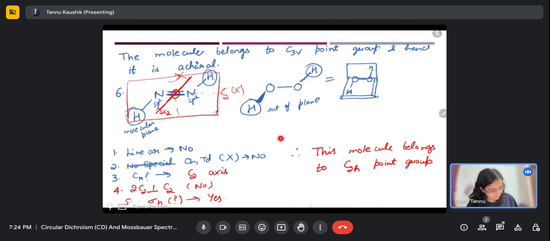And also here in this molecule, we have an inversion center present. Okay. So if you reflect this molecule around this point, you will see that there is a hydrogen atom opposite to each other at equal angles, and nitrogen atoms opposite reflecting each other. So we have an inversion center also in this molecule. So this molecule has C2H point group and is not chiral. Okay.